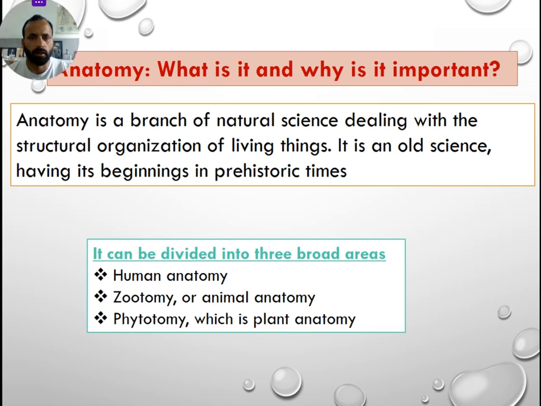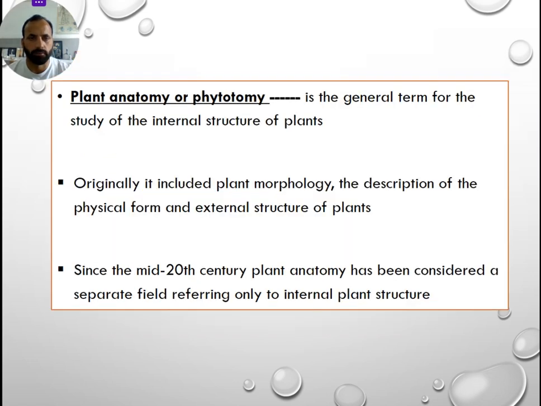So what is basically anatomy and why is it so important? You know that anatomy is basically the branch of science that deals with the normal structural organization of living things. So anatomy is basically divided into three parts. You have human anatomy, then animal anatomy, then plant anatomy. Whichever field you go into, you can find anatomy as a core subject, the first subject to teach and first subject to learn. The importance lies in that anatomy forms the core of almost all the broad areas of biology.